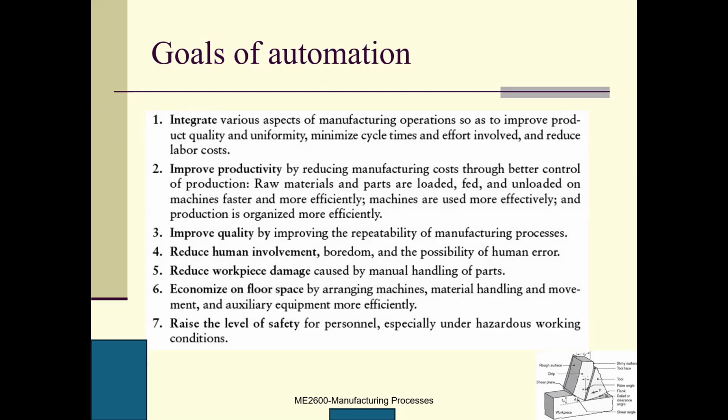Machines are used more effectively, and the production is organized more efficiently. So this is production automation. The third one is to improve quality by improving repeatability of manufacturing processes. This is what I said. And reduce human involvement, and the possibility of human error. Okay? We are humans, and sometimes if we feel tired, we cannot do things very consistently.